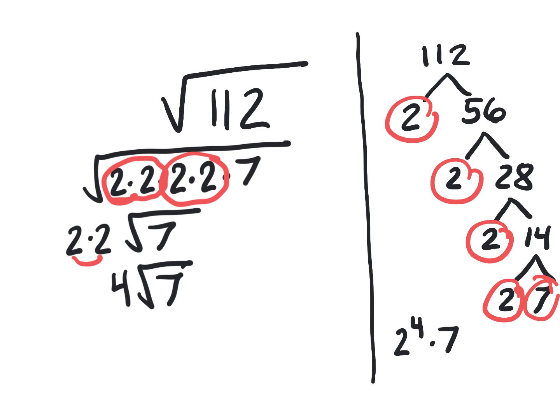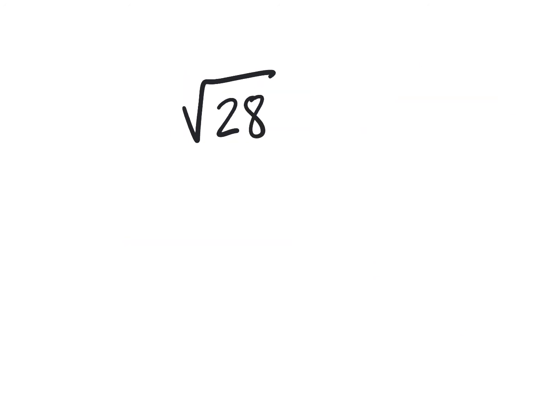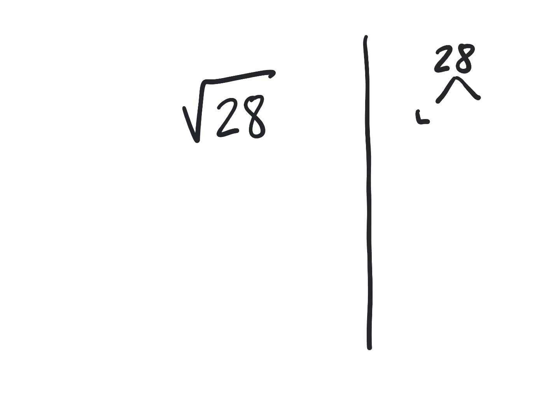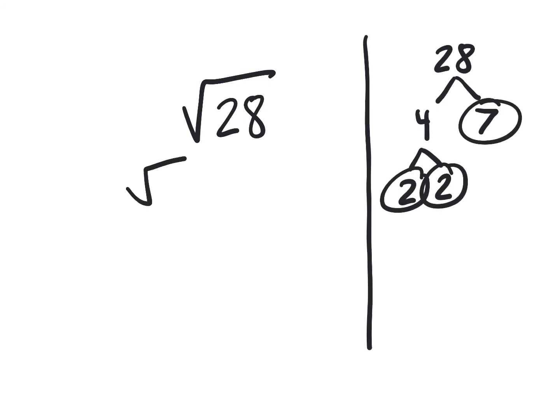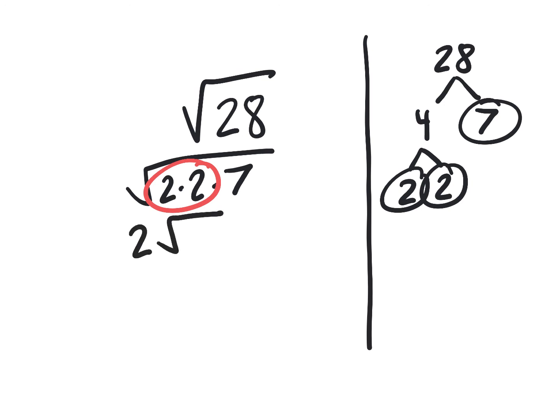Let's look at another one. We did 28. So we can do our factor tree, or we can use our TI-Nspire. So 4 times 7 gives me 28. That's almost there, but 4 can be 2 times 2. So I have 2 times 2 times 7 as my prime factorization. So I could write 2 times 2 times 7. I have two 2s. So I take out my 2. I have 2 roots of 7.